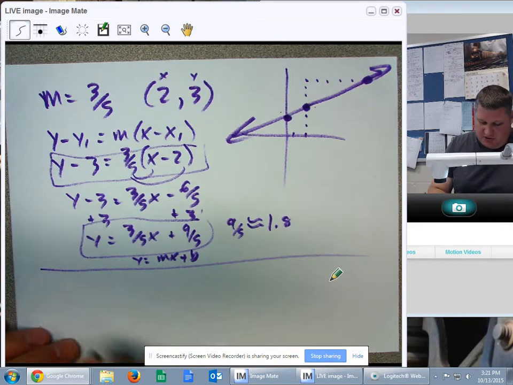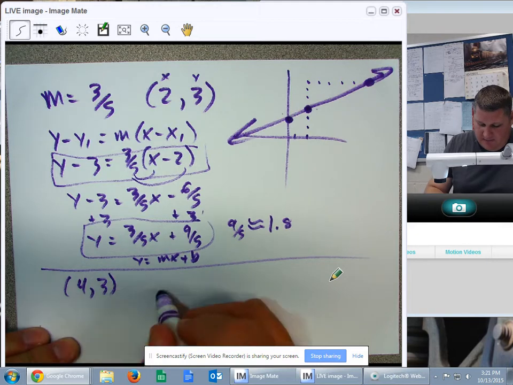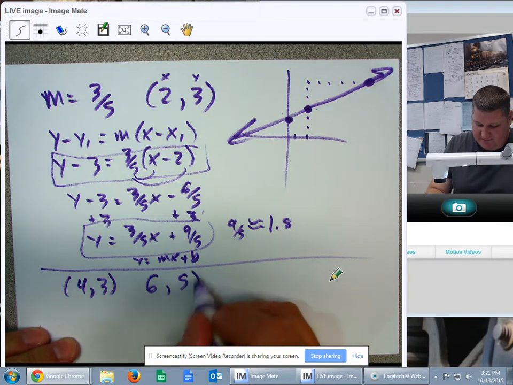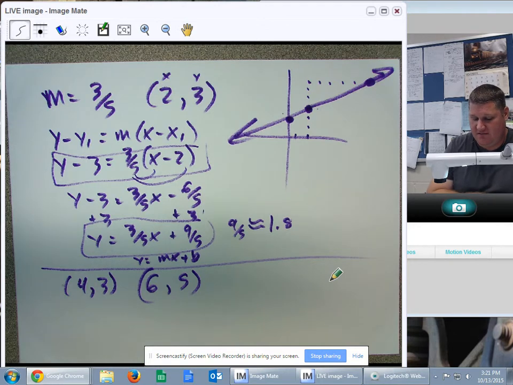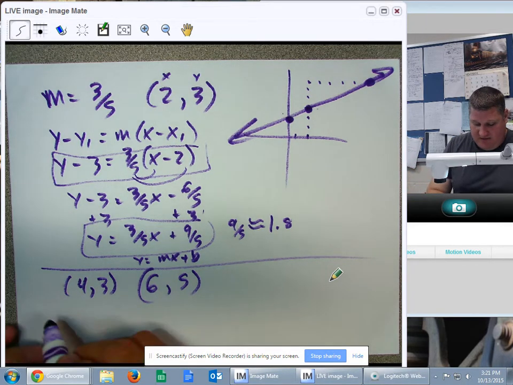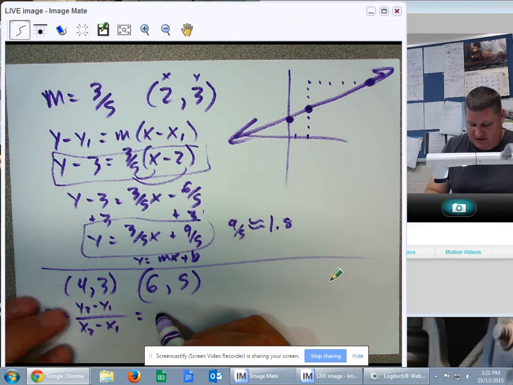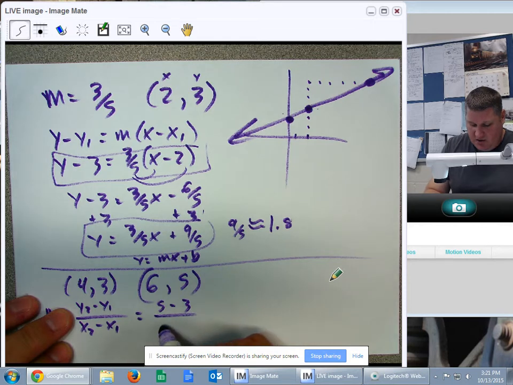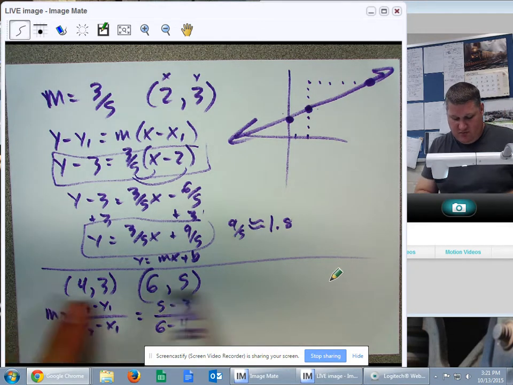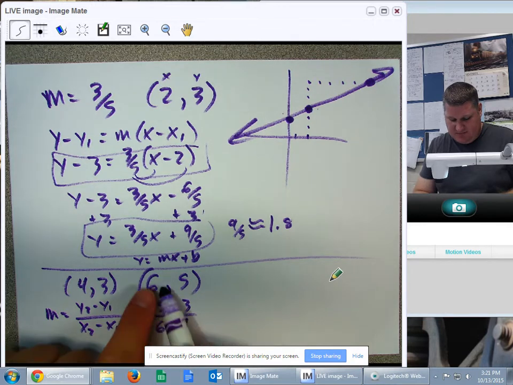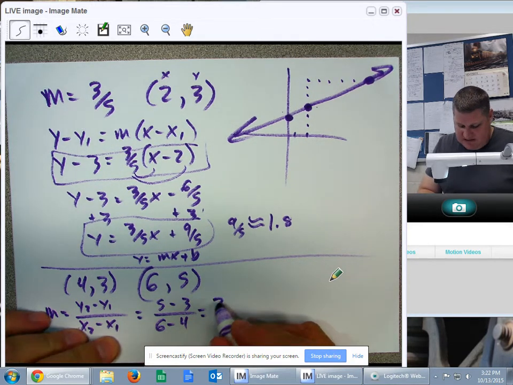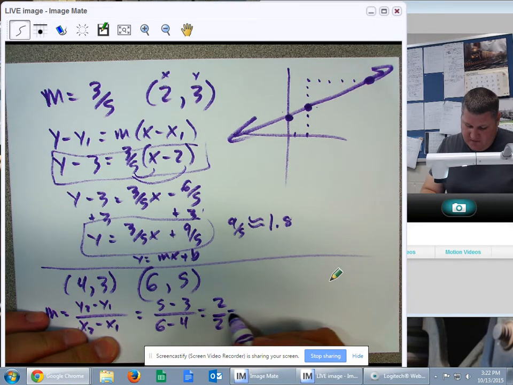What if I don't have a slope? What if I have 4, 3 and 6, 5? 4, 3 and 6, 5. If I have just 2 points, I don't have enough for point-slope because I don't have slope. I don't have enough for slope-intercept because, again, no slope. But I can find slope. The equation for slope is m equals y2 minus y1 over x2 minus x1, in which case I can simply say 5 minus 3 over 6 minus 4. Remember, you can put either point first, but if I put the 5 first on top, I need to put the 6 first on bottom. So in this case, I get 2 over 2, in which case it's 1.